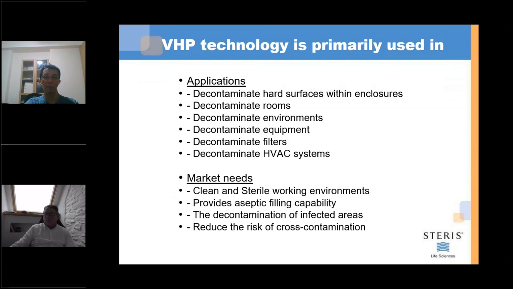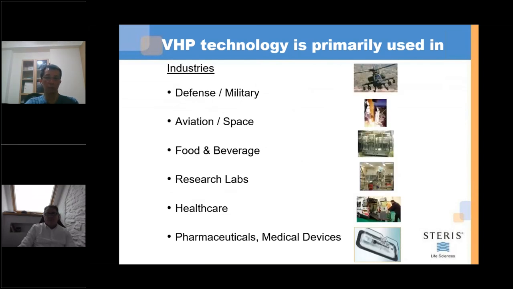There are various applications for VHP. The main one is decontamination, from surfaces to rooms, HVACs and filters, and it's really good for clean, sterile working environments like GMP facilities, for example. And these are the different industries that use VHP. In defense and military, VHP has been used by the US and UK Army. In aviation and space, it's been used in the decontamination of space shuttles. We work with NASA on that. In F&B, we work with vendors like Tetra Pak, who decontaminate their juice pouches. Research labs, healthcare like hospitals, we work with them. And of course, numerous pharmaceutical and medical device companies.